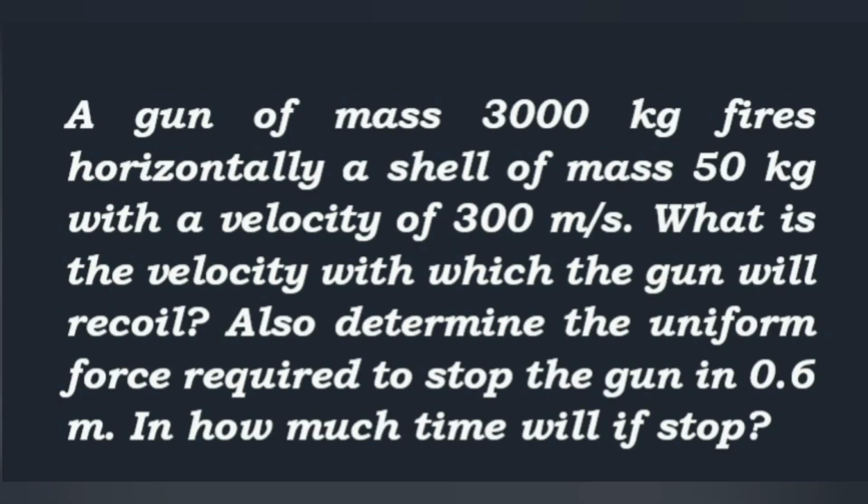Now let us do one important problem. A gun of mass 3000 kg fires horizontally a shell of mass 50 kg with a velocity of 300 meter per second. What is the velocity with which the gun will recoil? Also determine the uniform force required to stop the gun in 0.6 meter. In how much time will it stop?